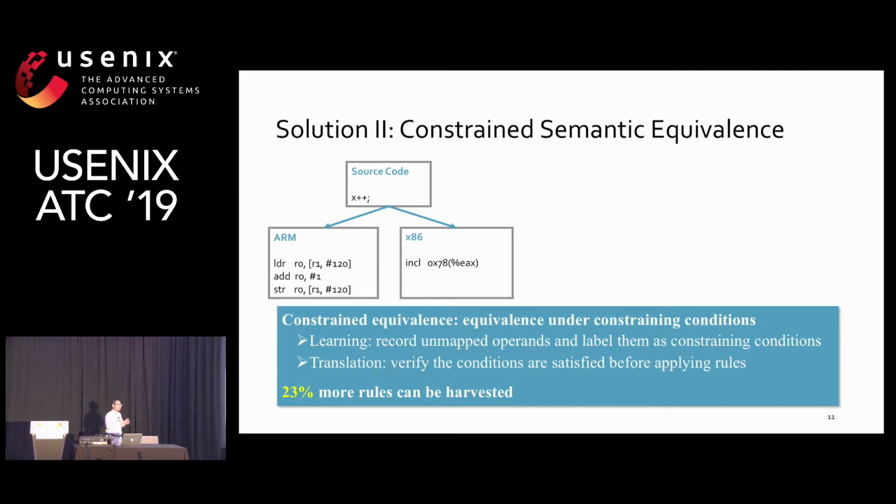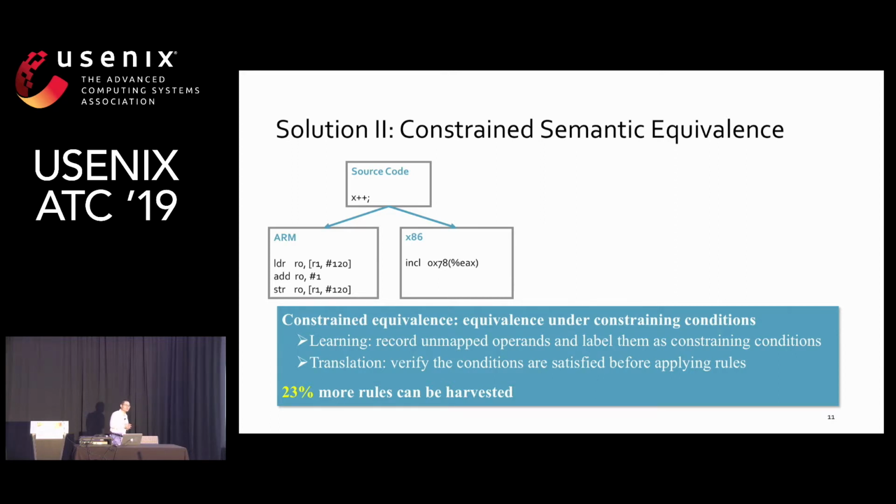Next, to relax the strict equivalence verification, we introduce constrained semantic equivalence. More specifically, the guest instructions and the host instructions in each learned translation rule are considered as semantically equivalent only if the specified constraining conditions are satisfied.